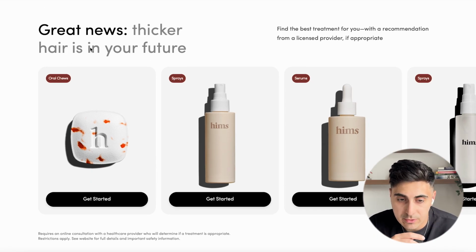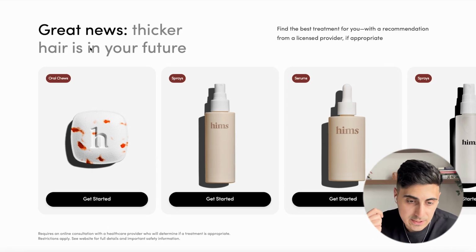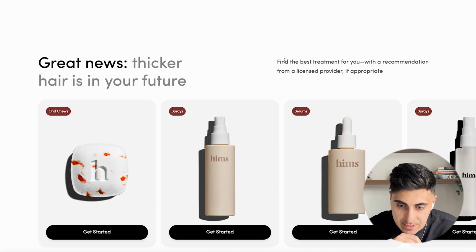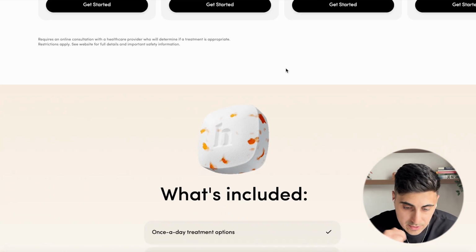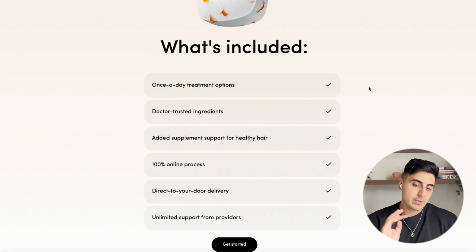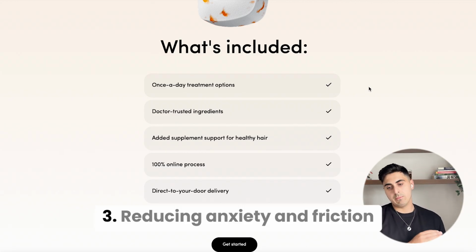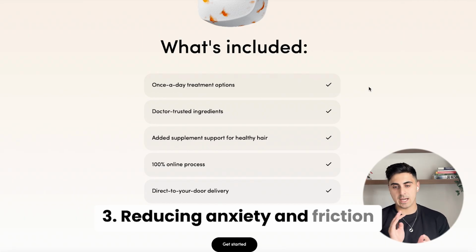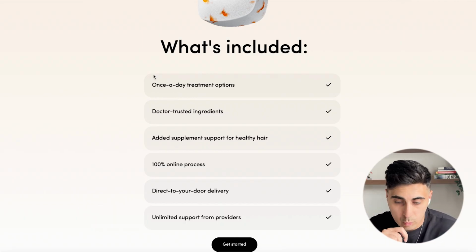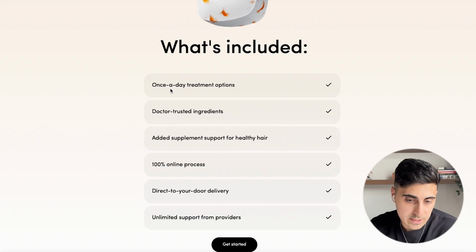Standard upsells, great news. Thicker hair is in your future. Again, appealing to the use case and the motivation. They're really driving that motivation forward. Again, licensed provider shows that trust. What's included? Okay, so here's where they've moved away from the value proposition and towards reducing the anxiety and reducing that friction part of the equation. So they've got once a day treatment options, again addressing those key questions of how laborious this is going to be to actually use.